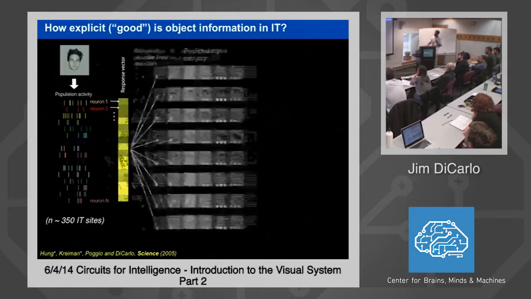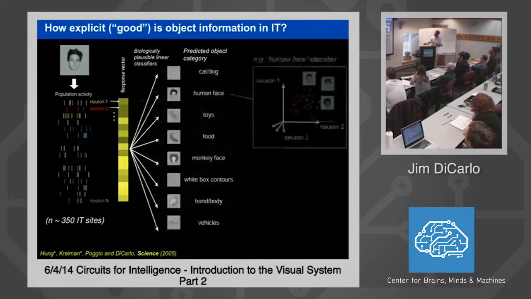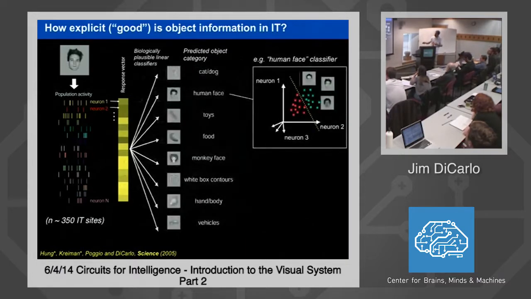We did that for a whole set, and asked how well you could predict from this which object category was there. We had 8 predefined categories. I'll show you the names in a minute. But really, you can think of that vector as being one point in an n-dimensional state space of the IT population.